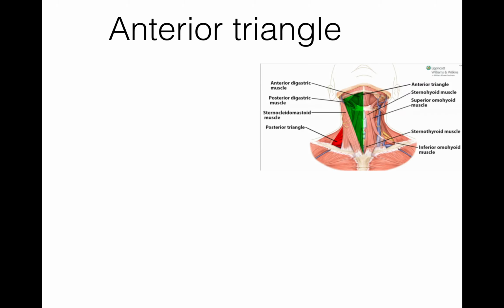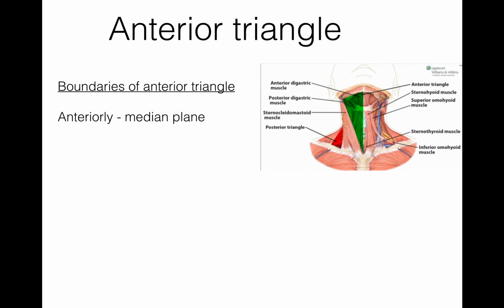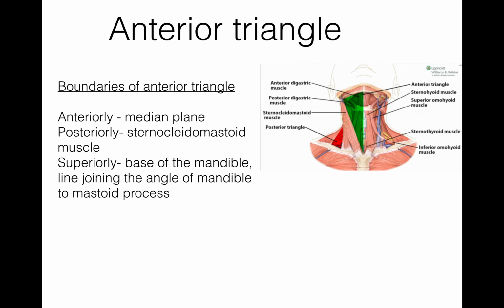Now we'll have a look at the boundaries of the anterior triangle. Anteriorly it is bounded by the median plane of the neck, and posteriorly there's the sternocleidomastoid muscle, and superiorly the base of the mandible and the line joining the angle of the mandible to the mastoid process. And the apex of the triangle lies above the manubrium sterni.